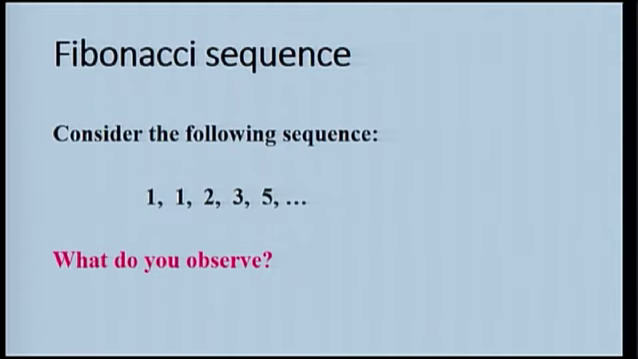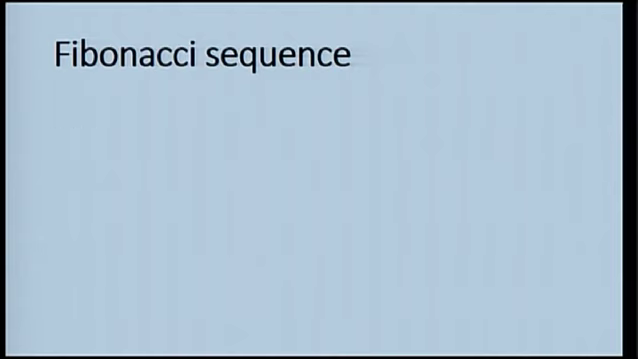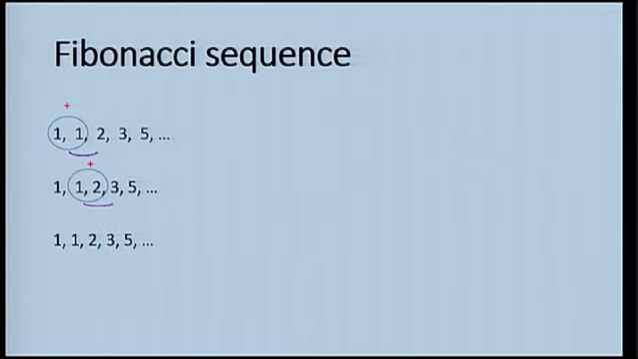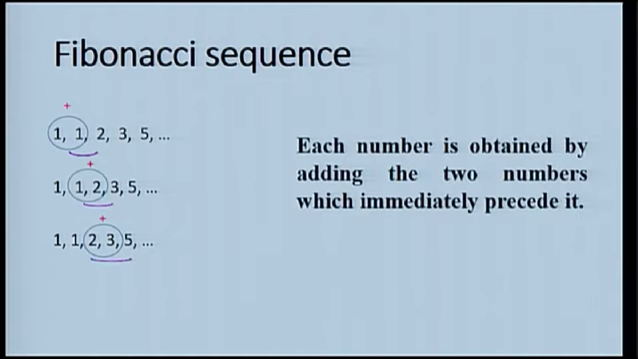So let us consider the following sequence. 1, 1, 2, 3, 5, and so on. So what can you observe? If we look at 1 and 1, and I add these two numbers, I'm going to obtain 2. Similarly, if I add 1 and 2, I'll be getting 3. If I add 2 and 3, I'll obtain 5. So what you have observed is each number is being obtained by adding the two numbers which immediately precede it.